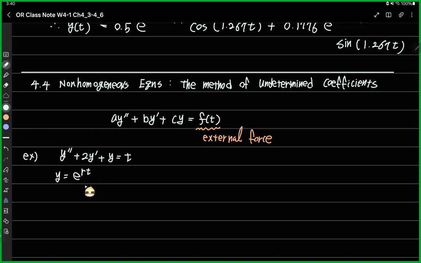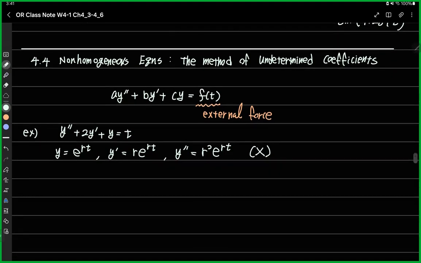I told you it's not going to work. y prime is r times e to the rt, and the y second derivative is r squared times e to the rt. So when you substitute these three functions into the left-hand side of the differential equation, we're not going to get t, because these are exponential functions. There is no way to get the polynomial on the right-hand side.